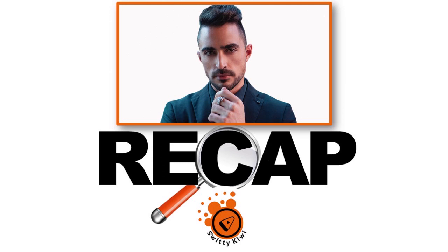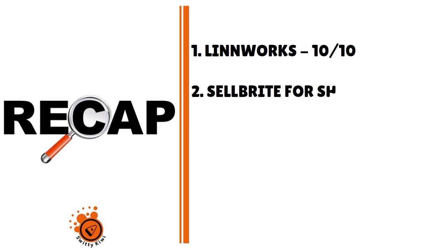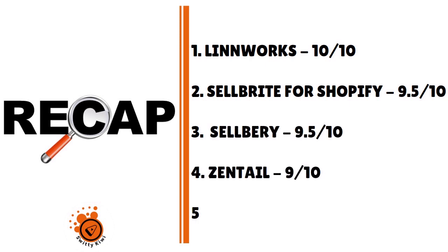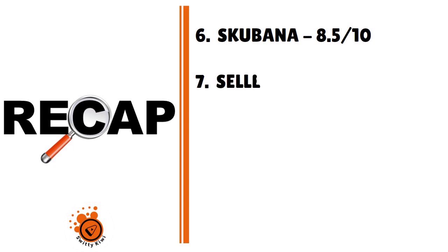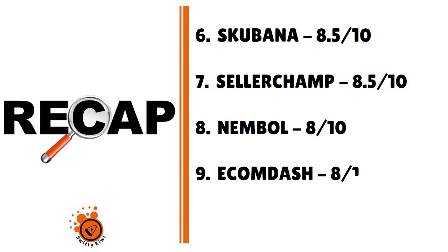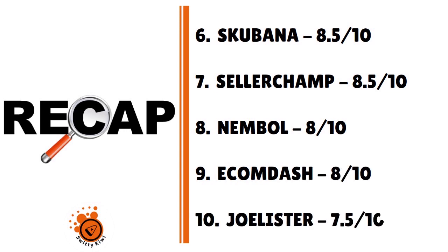Okay, in today's conversation, I shared with you the top 10 software tools for bulk listing on Shopify. Number 1, LendWorks, 10 over 10. Number 2, Sellbrite for Shopify, 9.5 over 10. Number 3, Sellberry, 9.5 over 10. Number 4, Zentail, 9 over 10. Number 5, Geekseller, 9 over 10. Number 6, Scubana, 8.5 over 10. Number 7, Sellerchem, 8.5 over 10. Number 8, Nimble, 8 over 10. Number 9, Ecom Dash, 8 over 10. And number 10, last but not the least, Joe Lister, 7.5 over 10.